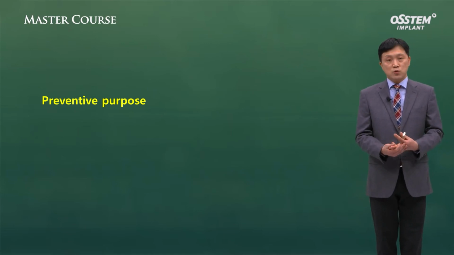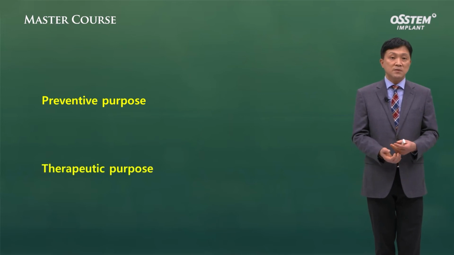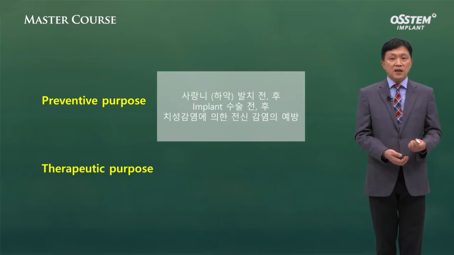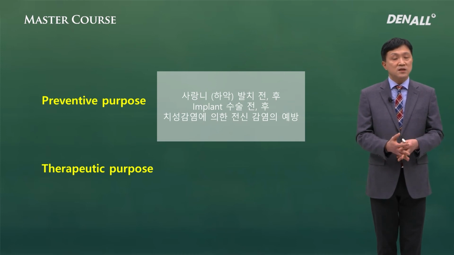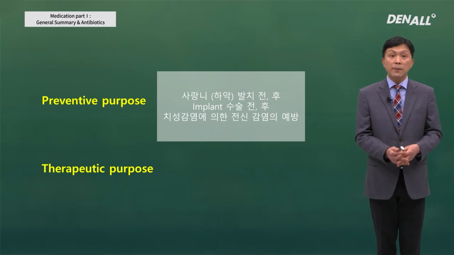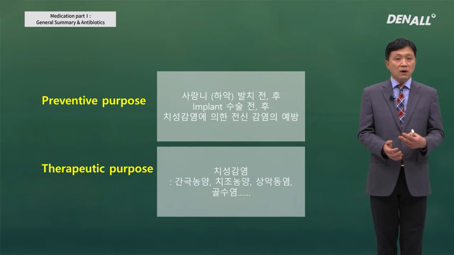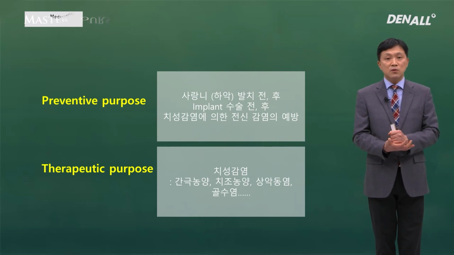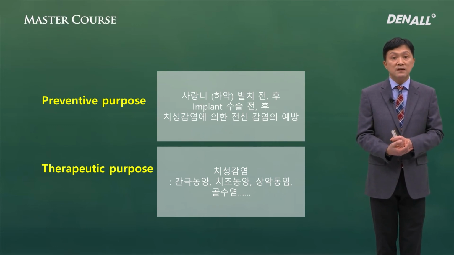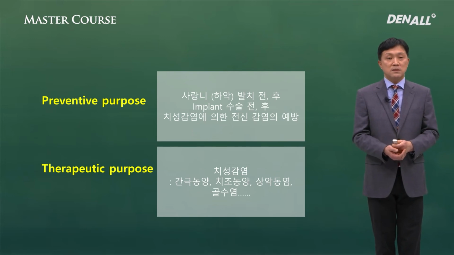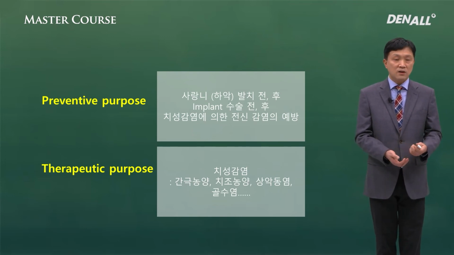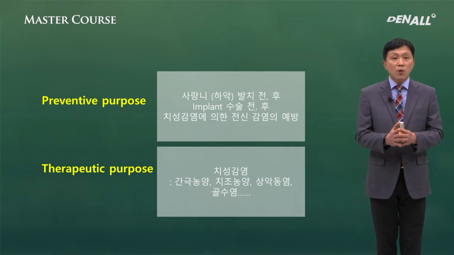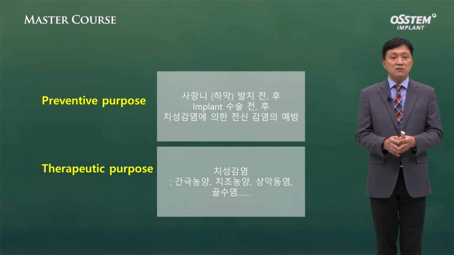The second pattern of antibiotic use is for preventive purpose or therapeutic purpose. For preventive purpose, before or after extraction of wisdom tooth, before or after implant surgery, or to prevent systemic tooth-borne infection. For therapeutic purpose, when tooth-borne infection occurs, it is to treat space abscess, alveolar abscess, sinusitis, or osteomyelitis. So for different purposes, we need to choose appropriate antibiotics.